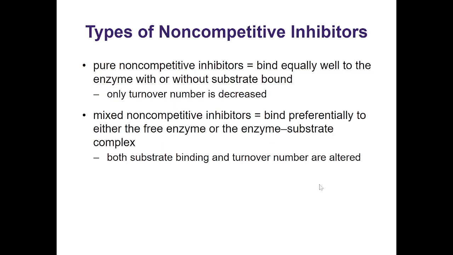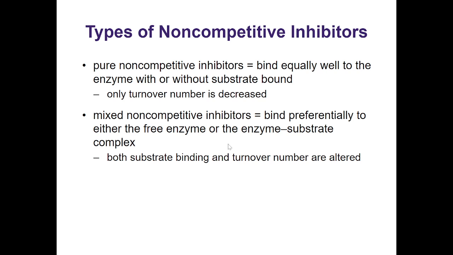So a pure non-competitive inhibitor can bind equally well to the enzyme with or without substrate bound. This is what's considered the pure non-competitive inhibitor. This is the most pure behavior of it. Only the turnover number is decreased, only going to product.